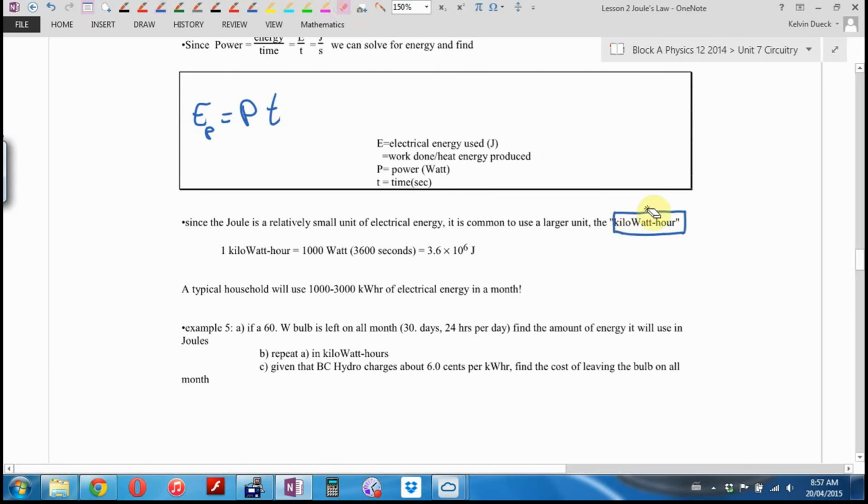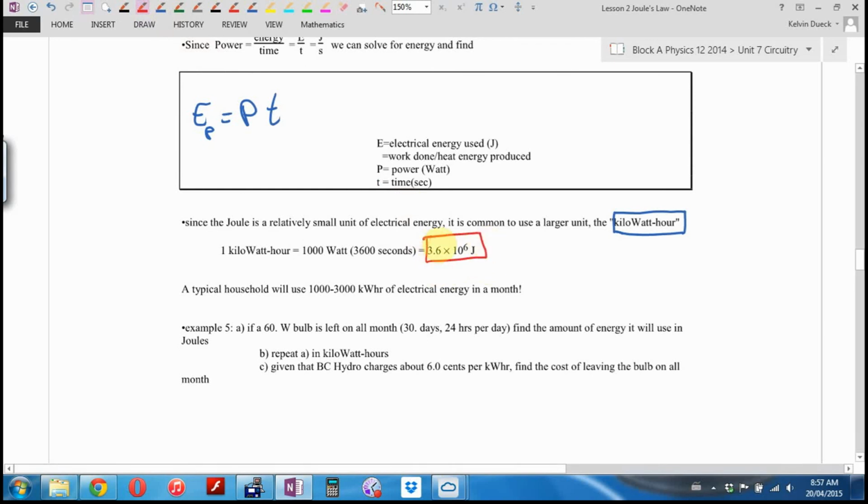By the way, what does hours measure? Time. What does watts measure? Power. This is power times time, the same equation with different units, because you get much smaller answers this way. 1 kilowatt hour is 1,000 watts times 3,600 seconds, so 1 kilowatt hour is 3.6 times 10 to the 6th joules. Here is my conversion factor.